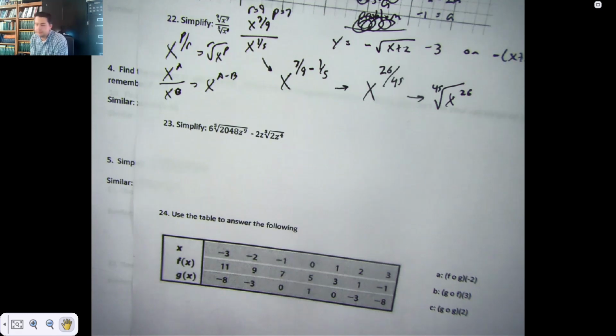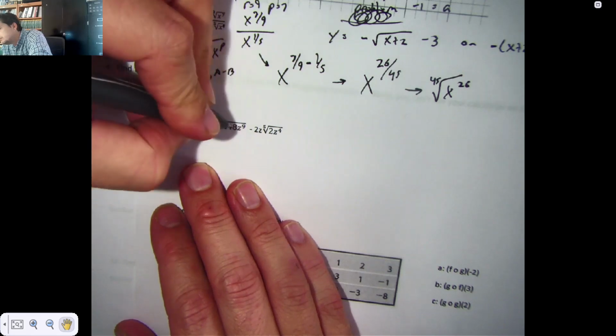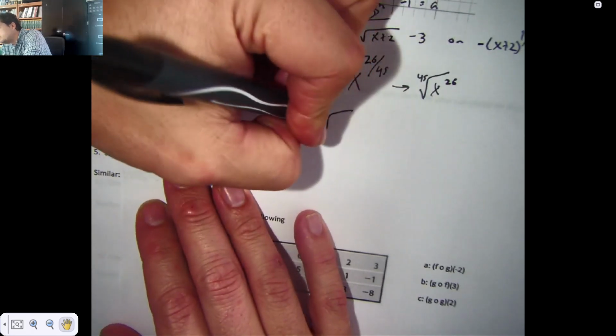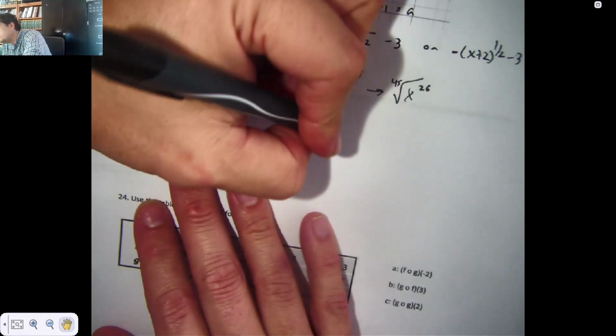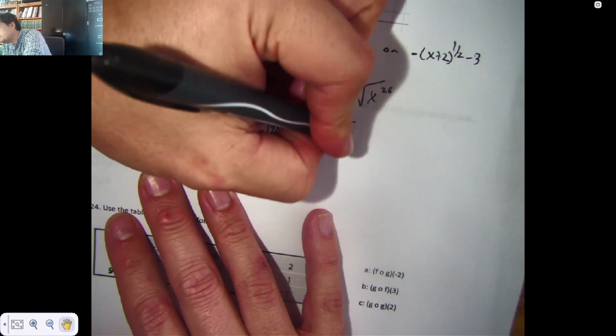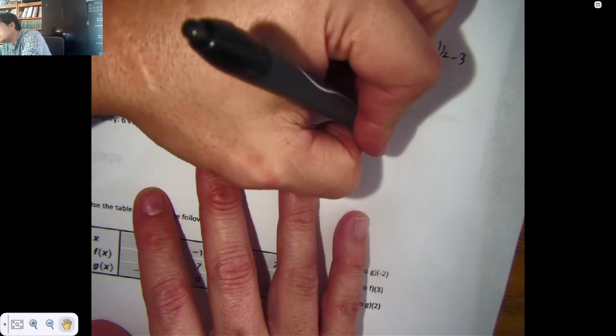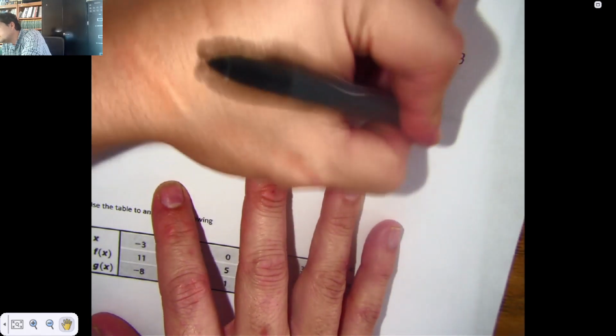All right, 23, some simplification. If a number is even, a good thing to do is divide it by 2. It is a very good thing to do. So I'm going to focus on this 5th root of 2048 for just a minute. And the 5th root of 2048 is even. I'm going to think of that as 1024 times 2. Now remember, you can break these apart. That's 1024 to the 1/5 times 2 to the 1/5.